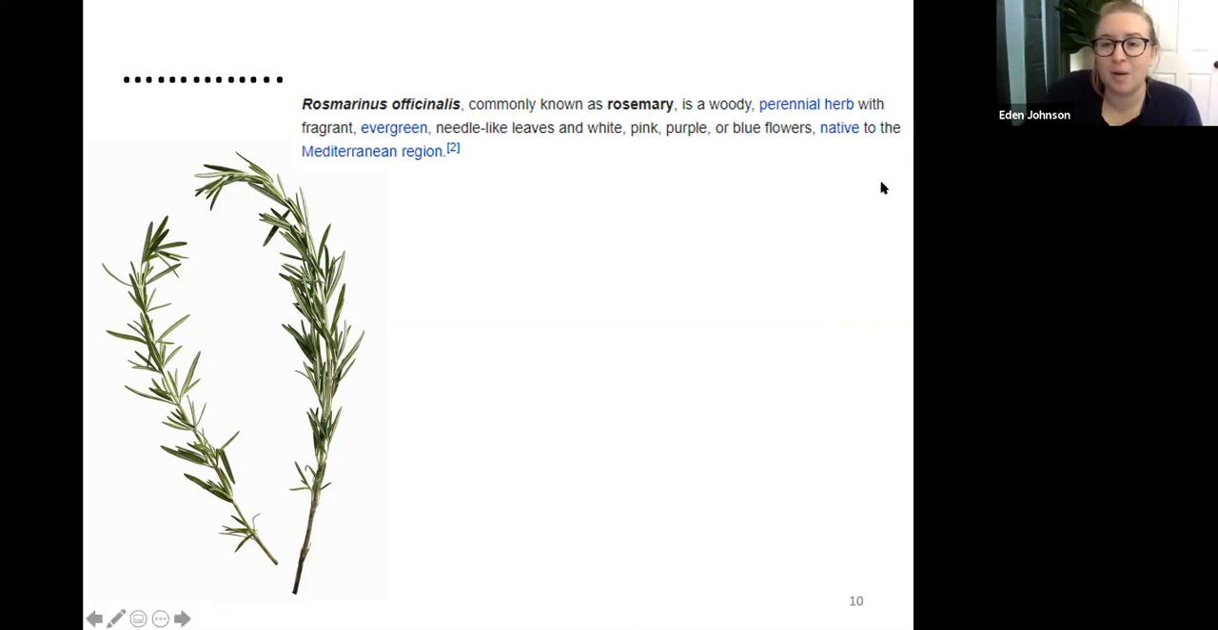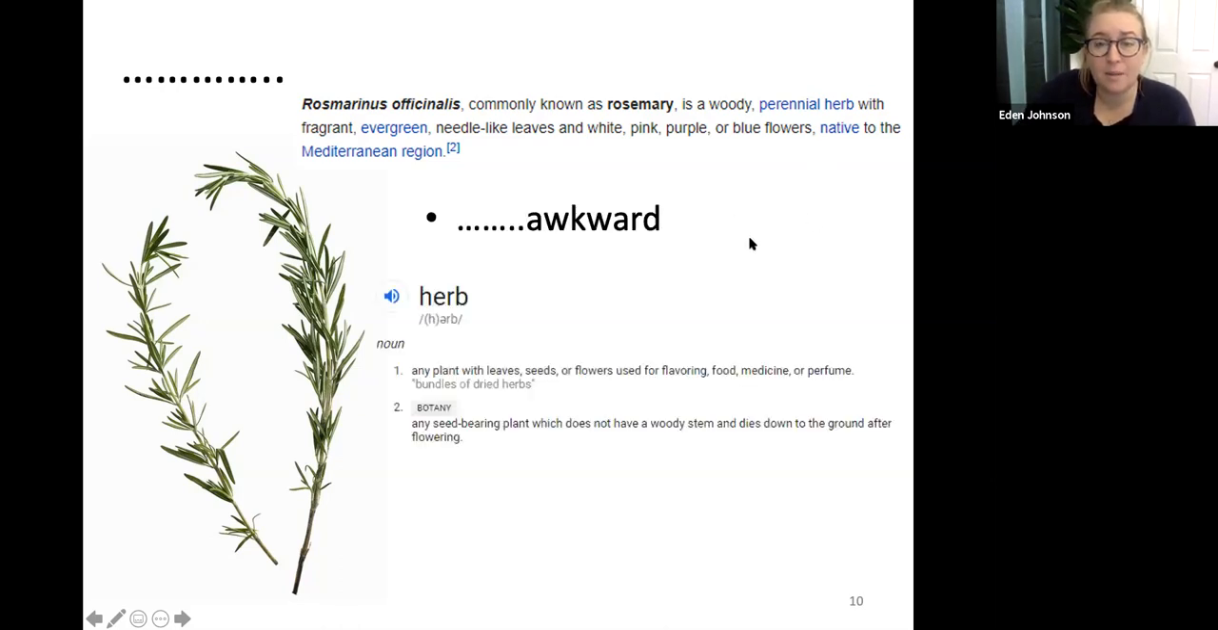The literal, like on Wikipedia, it has the genus species of rosemary, commonly known as rosemary, is a woody perennial herb with fragrant evergreen needle-like leaves and white, pink, purple, or blue flowers native to the Mediterranean region. Okay, cool. But this is awkward because if you look up what an herb is, it says right here, a perennial herb, any plant with blah, blah, blah, used for food, flavoring, medicine, or perfume. That's great. That's what we know of an herb as.